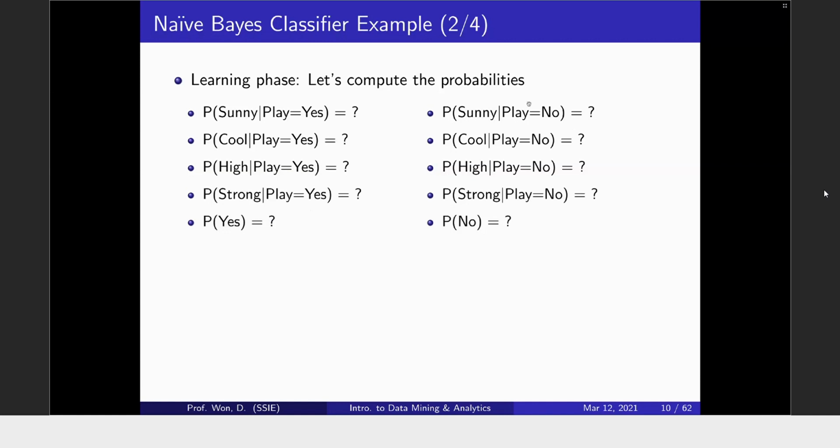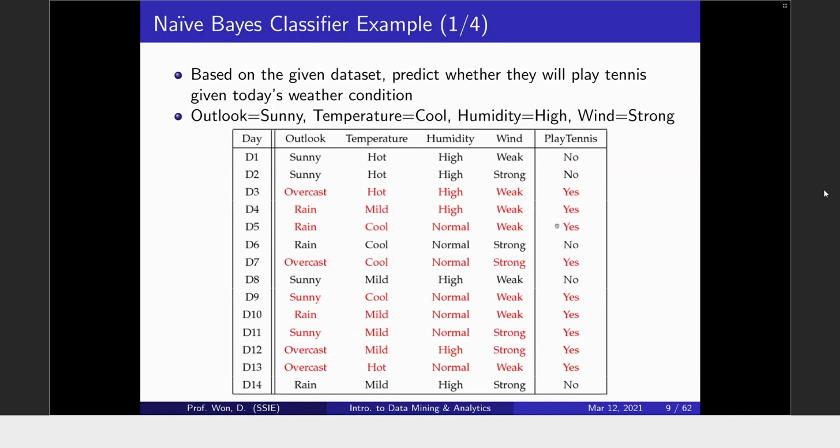And the same thing when we are not going to play outside: what is the probability for each attribute? All this information is some patterns, right? Let's think of it very simply. How can we calculate all these probabilities from this data set? Yes, we can calculate it very simply, right?